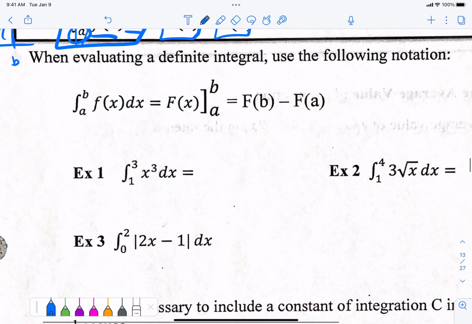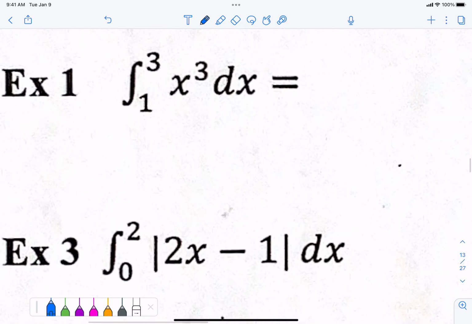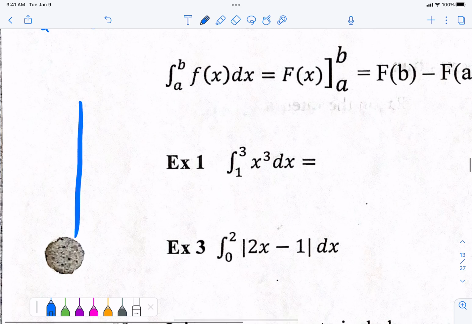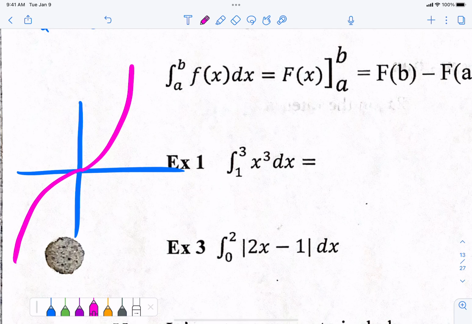So here, let's do example 1. We're doing the area, just so you're aware of what we're doing. Do you know what x cubed looks like? It looks like this, right? We're doing this area from 1 to 3. So 3 is over here. We're trying to find the area underneath this curve, bound to the x-axis from 1 to 3. Why did I put 1 at 0? Let's fix it. 1 is here, 3 is here. There we go. So this is the area I'm trying to find from 1 to 3.